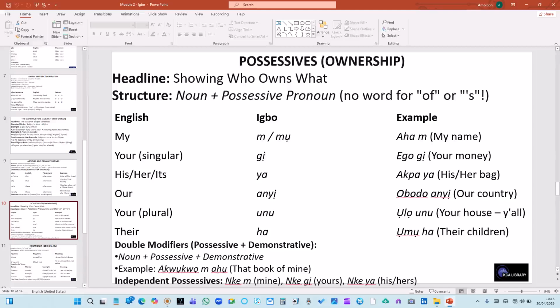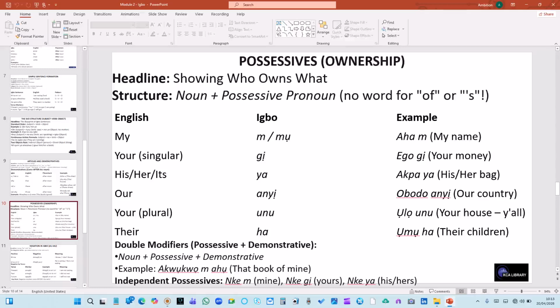Then we have the plural form of you, which is unu. It can be singular, it can be plural. Ulo unu means your house, or you all's house. Then we have ha, meaning their in Igbo language. Ụmụ ha, which means their children.